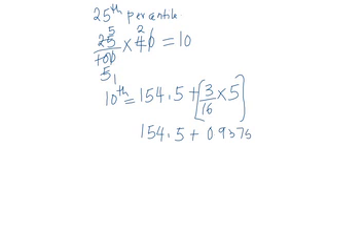0.9375. And if you add 0.9375 to 154.5, then I expect you to get 155.4375, and this will be our 25th percentile.